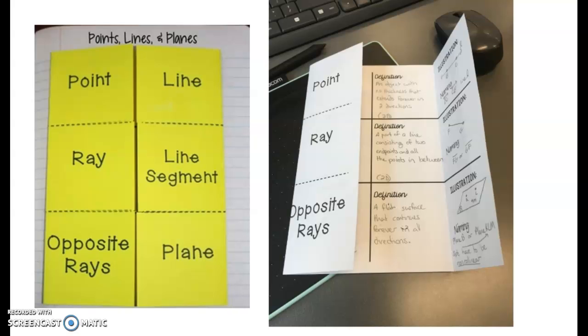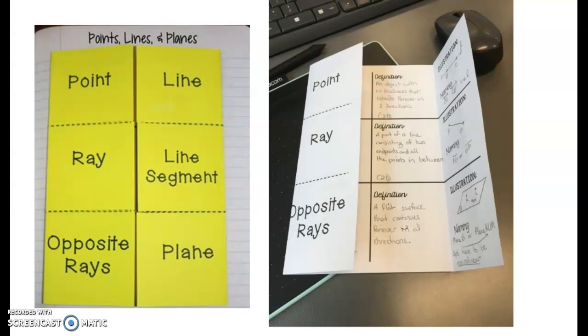Okay, to start off geometry, we're going to work with this foldable that goes over points, lines, rays, line segments, opposite rays, and planes. So I need you to take the foldable and fold it like I've shown you in the pictures. As you can see, this picture to the right is my actual foldable. What I did was I laid it to where the definitions were showing, and I folded in the right side and the left side to where they meet in the middle.